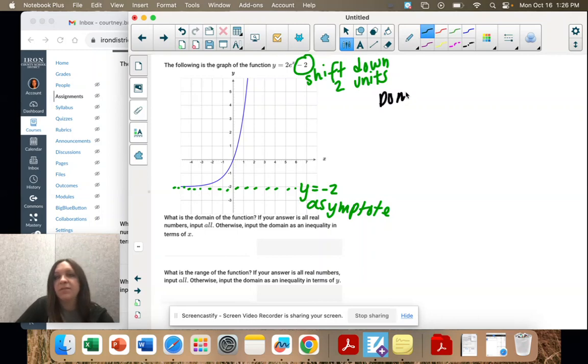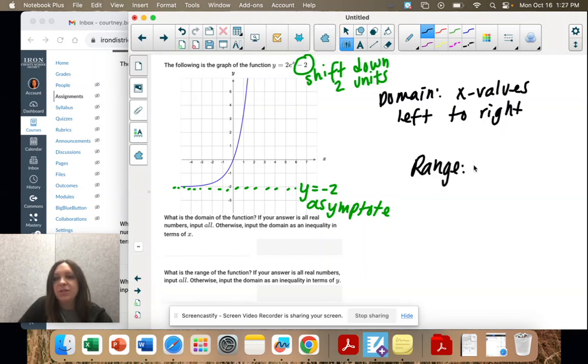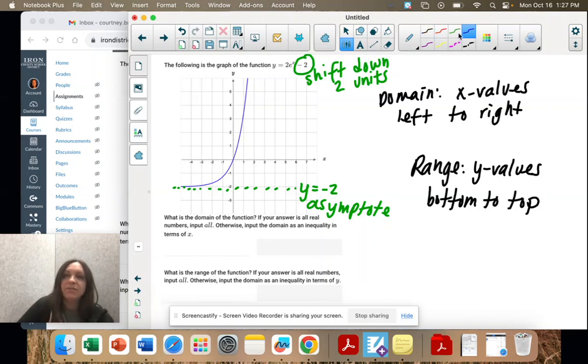So domain is our x values, and on our graph, we want to look left to right. And then our range is our y values, and we want to look bottom to top. So let's start left to right.